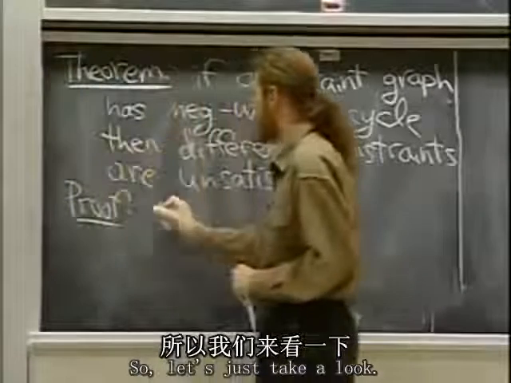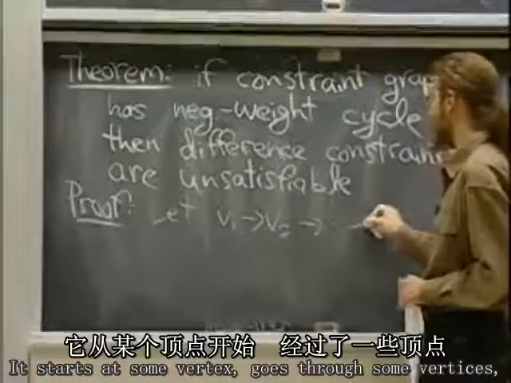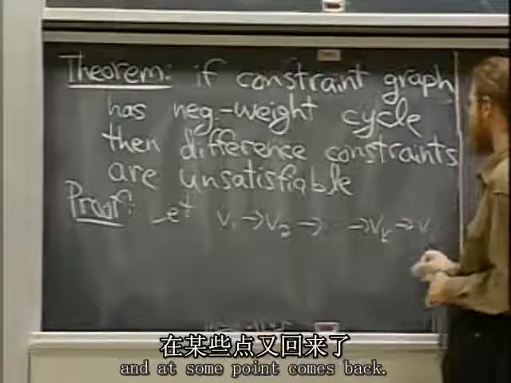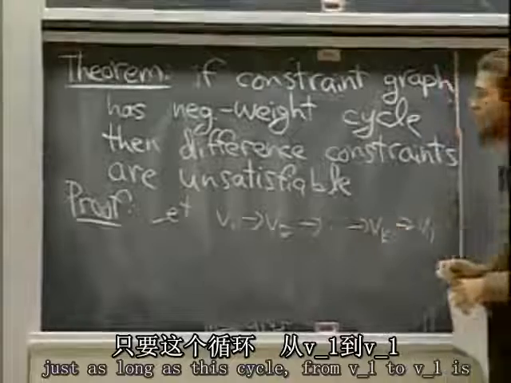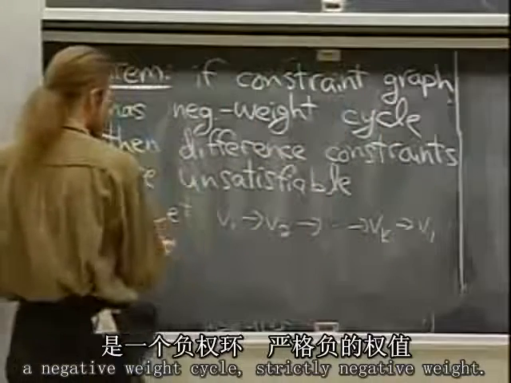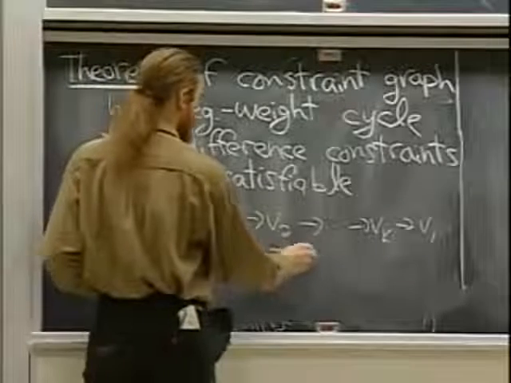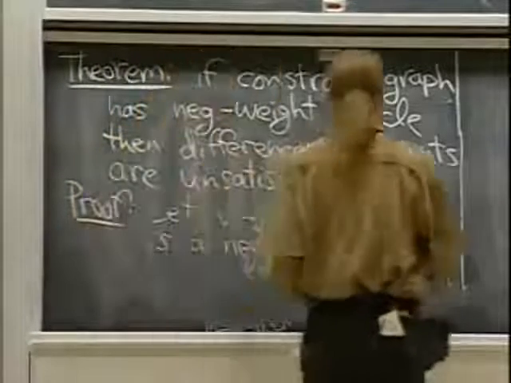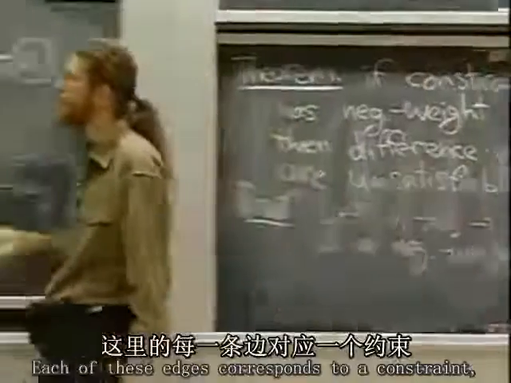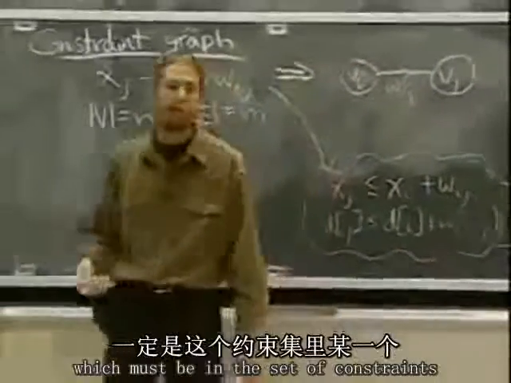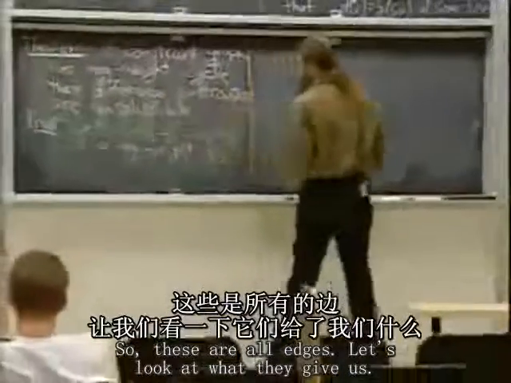So let's just take a look. Consider a negative weight cycle. Starts at some vertex, goes through some vertices, and at some point comes back. I don't care whether it repeats vertices, just as long as this cycle from V1 to V1 is a negative weight cycle. Strictly negative weight. Okay, and what I'm going to do is just write down all the constraints. Each of these edges corresponds to a constraint, which must be in the set of constraints because we had that graph. So these are all edges. Let's look at what they give us.